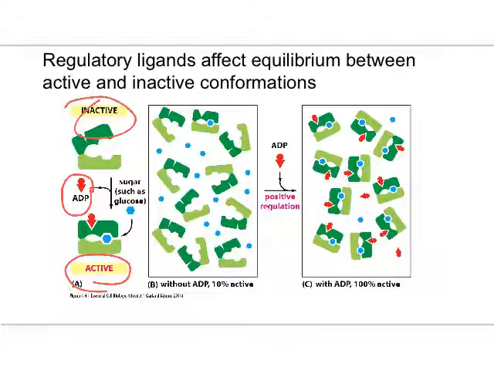And what these regulatory molecules do is they really affect the equilibrium between the active and inactive conformations. So they're showing, say, without ADP, only about 10% of the enzyme is in the active conformation, whereas with ADP, it's facilitated the change to that active conformation, and now much more of the enzyme is active. And then the allosteric inhibitors would just inversely affect that equilibrium.